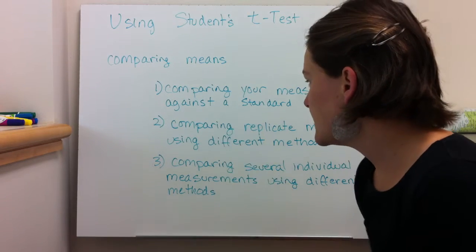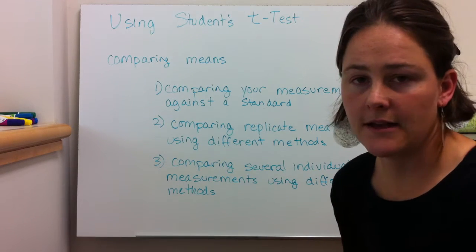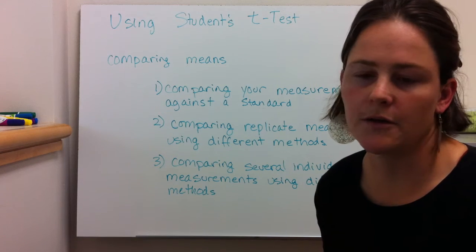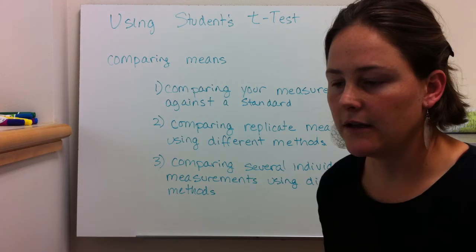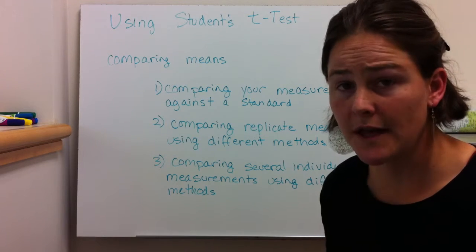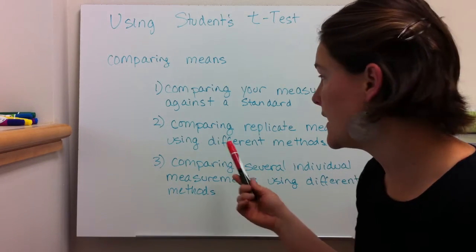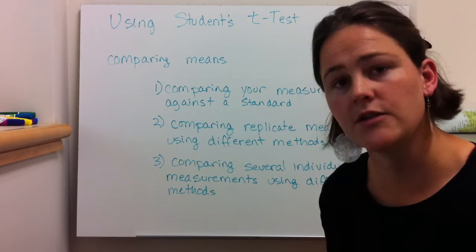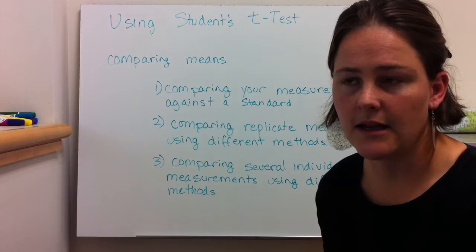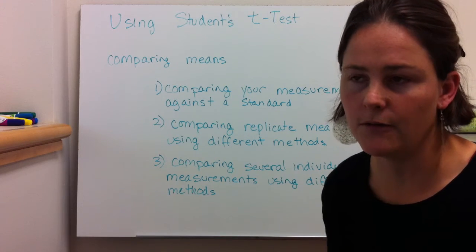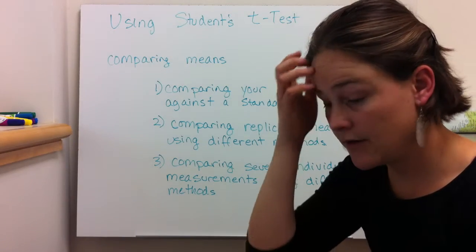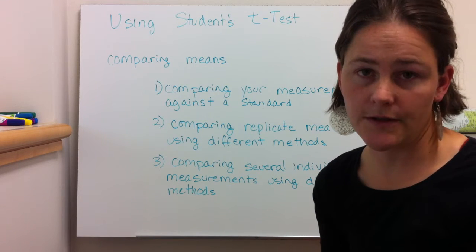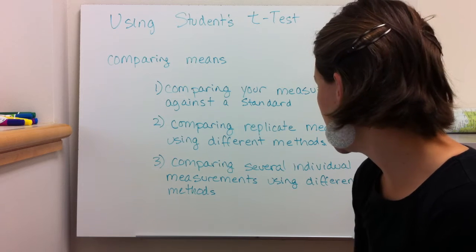So the first thing we're going to talk about is comparing your measurements against a standard. So say you're going to measure lead in soils. Well, you want to make sure that your method is actually going to give you the right thing. So you go down to NIST, you buy a NIST standard with a known concentration of lead, and then you analyze it, and you analyze your samples, and then you figure out whether your method is giving you values that are similar to the NIST values.